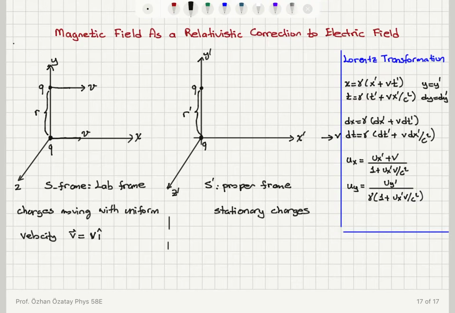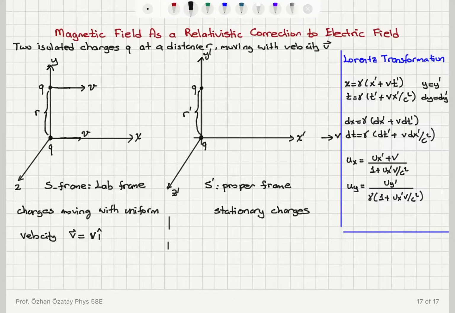So two isolated charges Q at a distance r moving with velocity v equal to v i hat, so in the positive x direction.